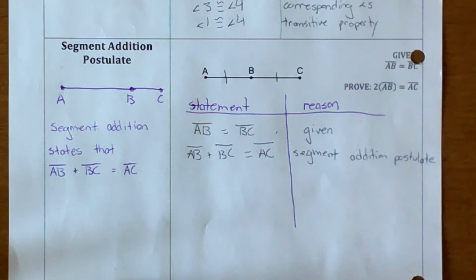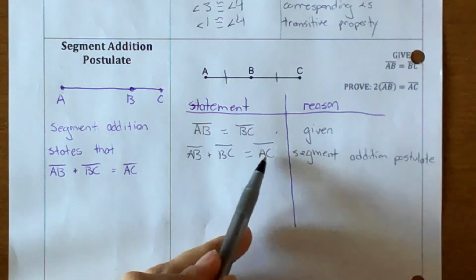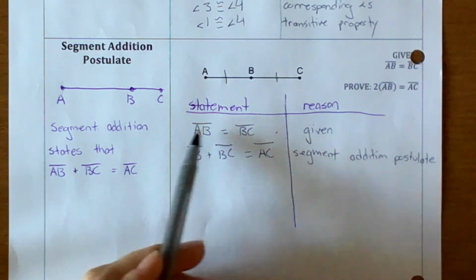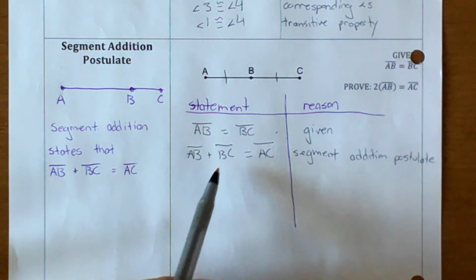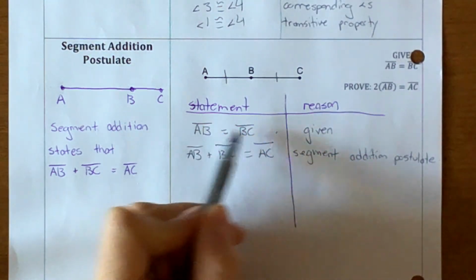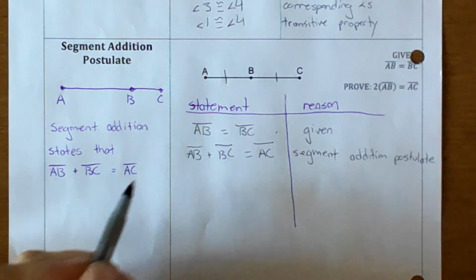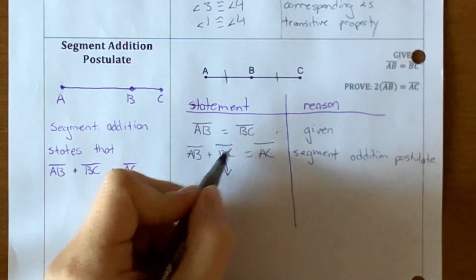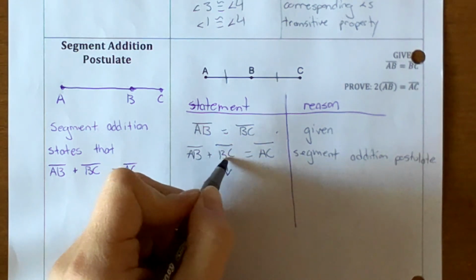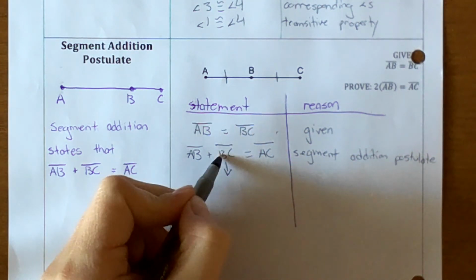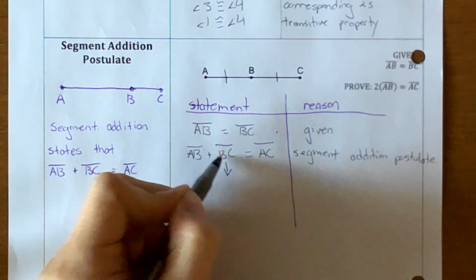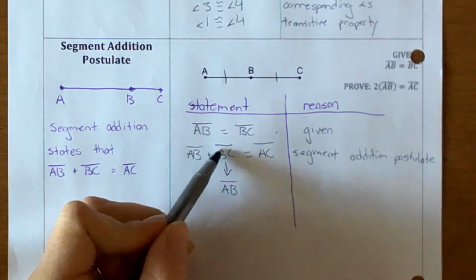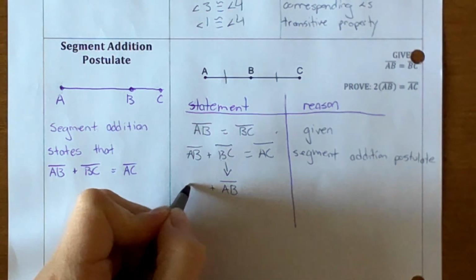Okay, and so after the segment addition postulate, what I have to go off of is that these two things are equivalent. So what I can do is take these two and swap them out for each other. So I'm going to substitute in, I'm going to take BC out, and I'm going to plug in AB. AB and BC are equivalent to each other, so I'm allowed to do this substitution right here.